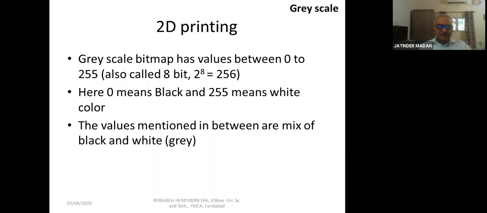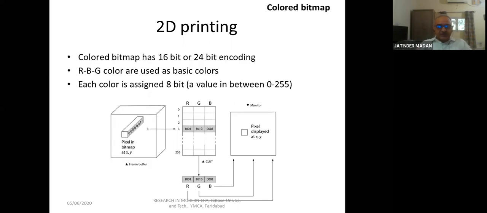That is why we call these grayscale images 8-bit images, because you have 256 values within which you can vary the color, that is the black and white or grayscale color. Okay, so in a colored bitmap, we have 24-bit encoding.